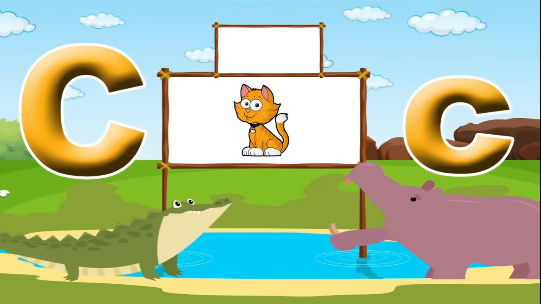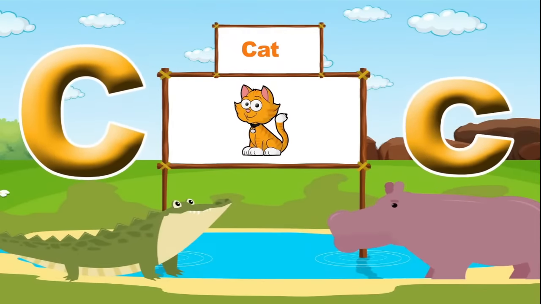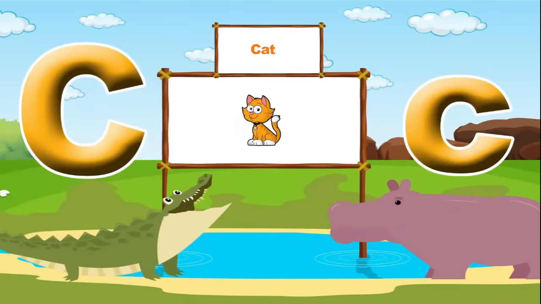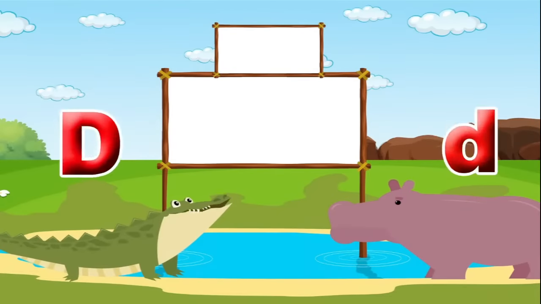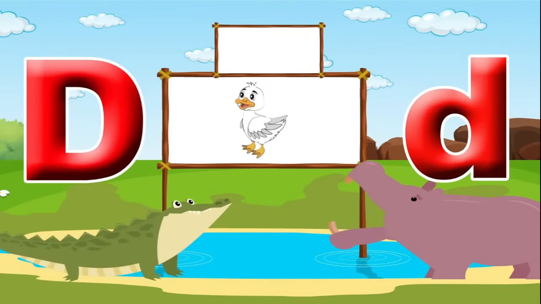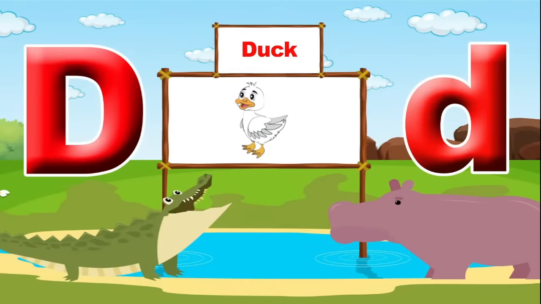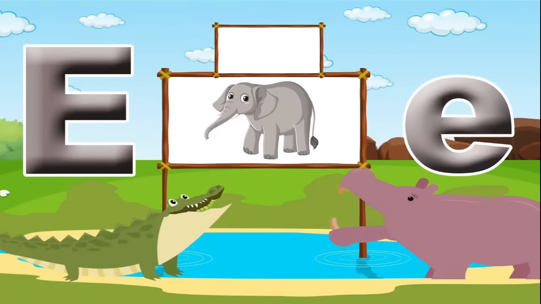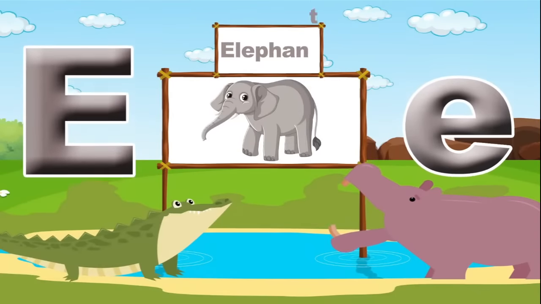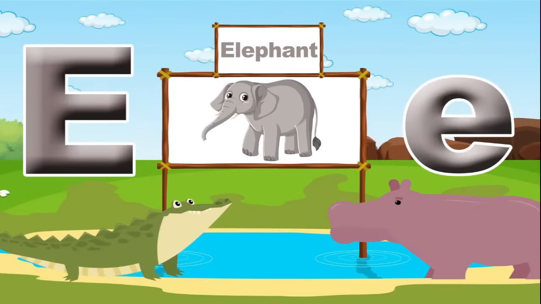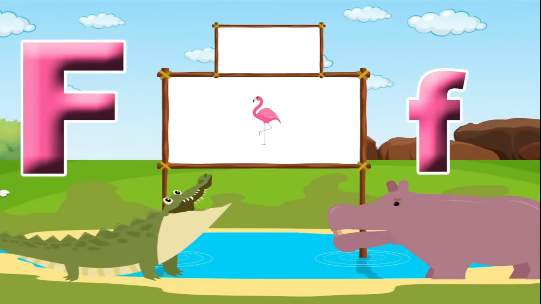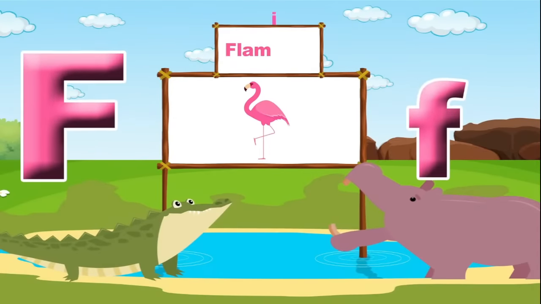C, c, cat. C, cat. D is for duck, d, d, duck. E is for elephant, e, e, elephant. F is for flamingo, f, f, flamingo.